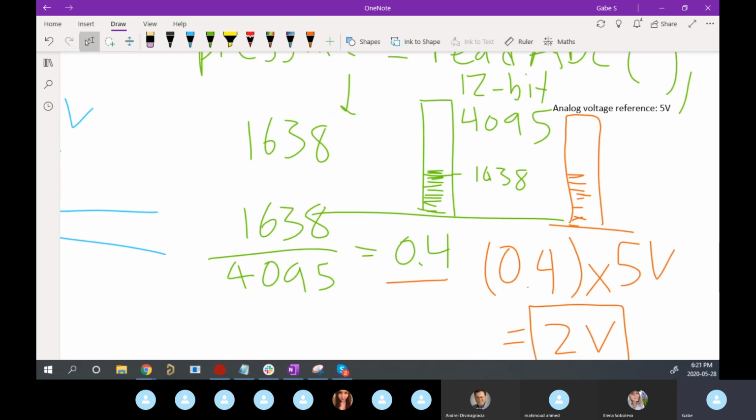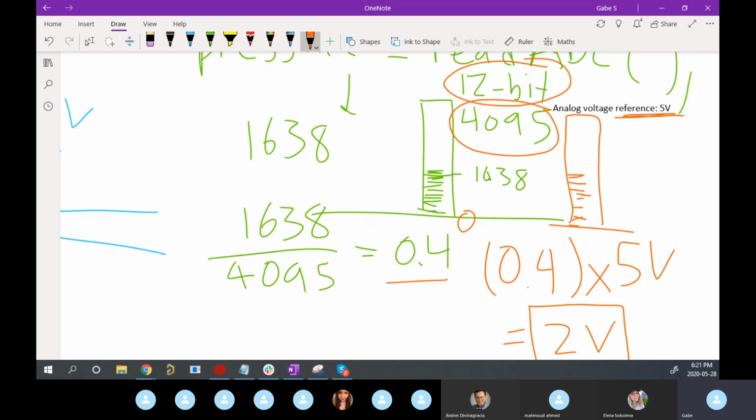It's basically a little game of understanding exactly what your resolution is, so how many different levels you have to play with. So this is from 0 to 4095, so 4096 levels, which you get from the 12 bits. And then knowing your analog voltage reference. Those two things are going to give you the exact ratio you're getting on the analog side and what it spits out on the digital side for you.